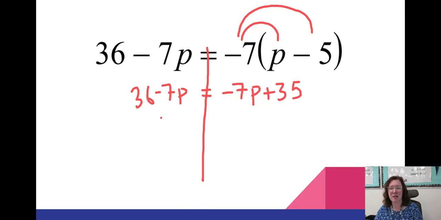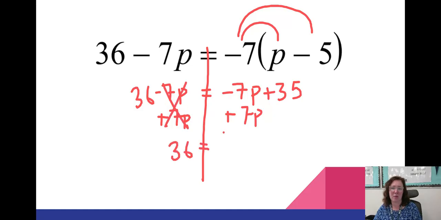The opposite of a negative 7p is a positive 7p. So I do positive 7p on both sides. Well, negative 7p plus 7p is 0, so I literally write nothing down. Negative 7p plus 7p is 0, so I just cross it off. There's nothing there. And now I end up with 36 equals 35.